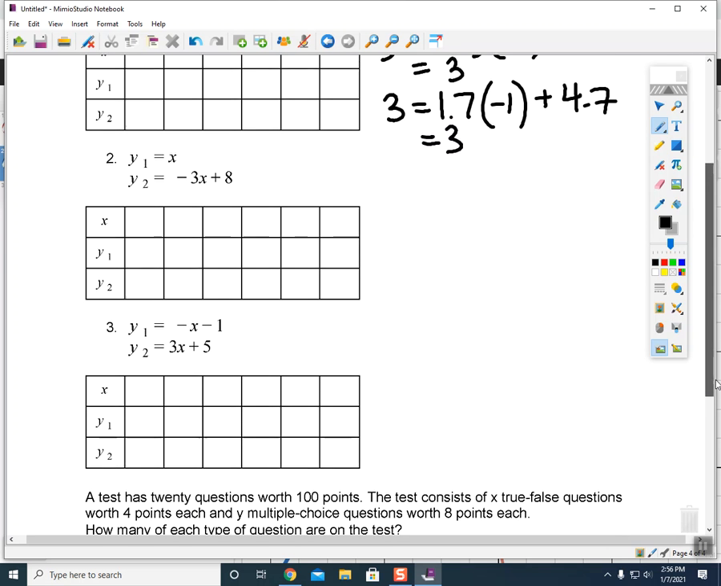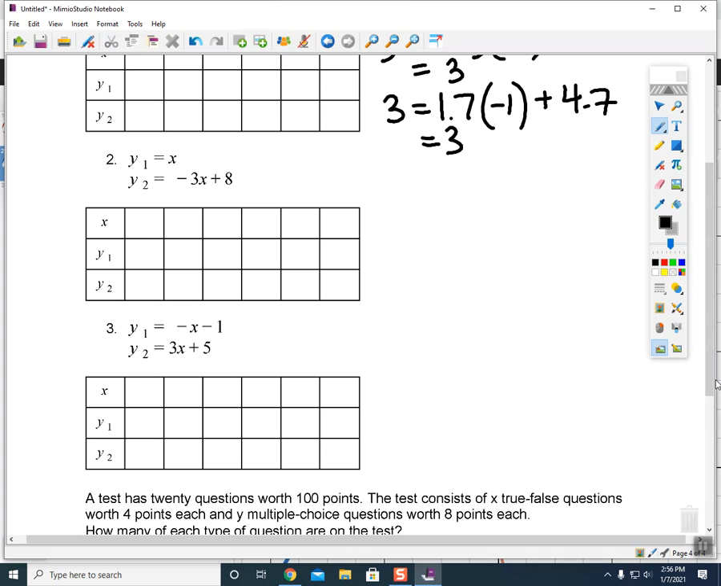Number 2 is pretty easy to figure out on our own. So let's go ahead and start. Let's do like -2, -1, 0, 1, 2, 3. So when x is -2 for the first equation, it's just y equals x. So that means it's also going to be -2. This one's super easy. We can just fill these in. They're going to be the same.